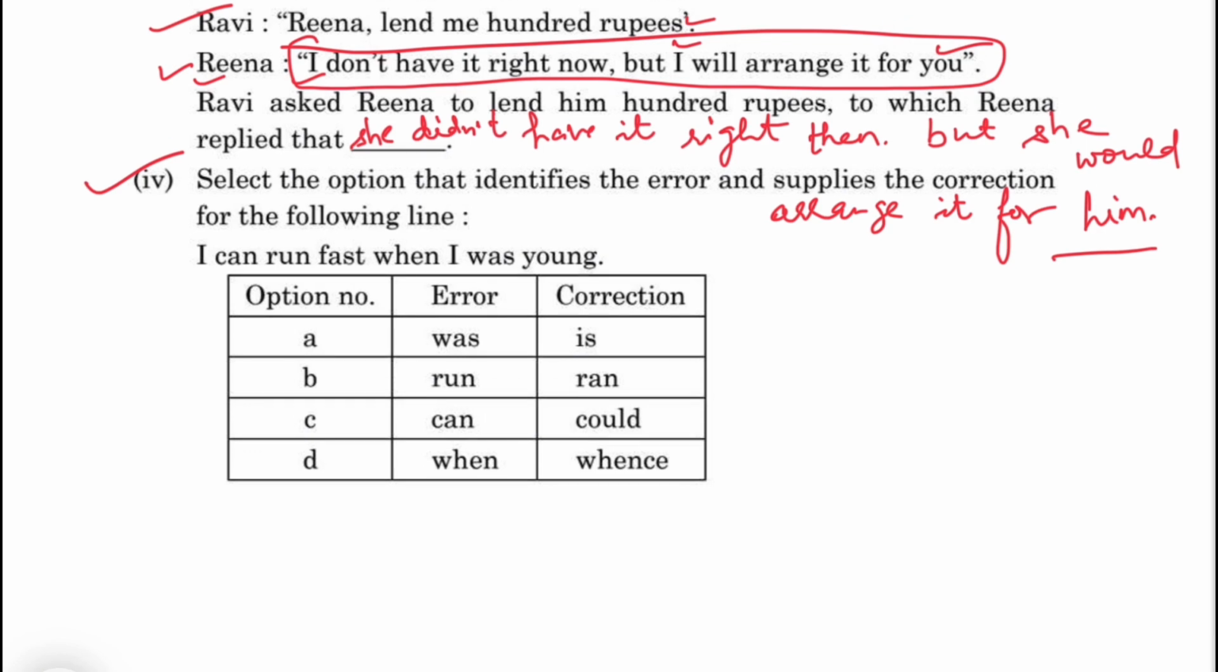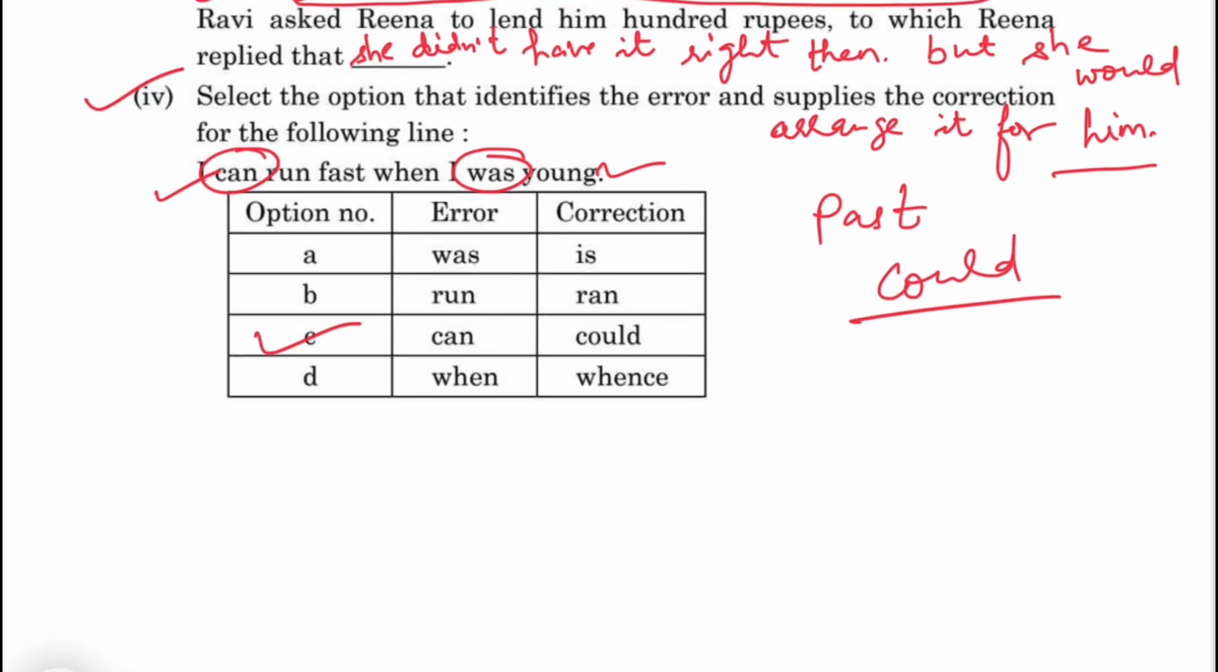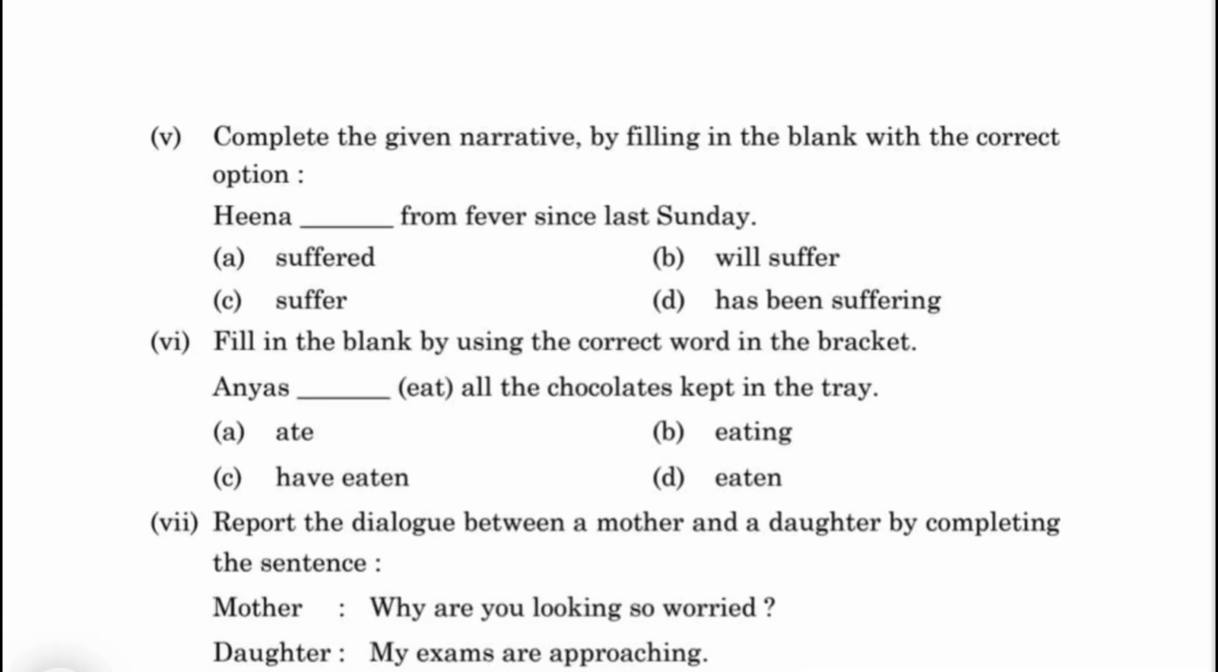Next one is of modals. I can run fast when I was young. Was is the keyword that is telling us that this is of past. So in past ability, referring to the past time, we use could in place of can. Okay, so C is the correct answer. Apart from that, you can fill these four and try to get the correct option. I can run fast when I is young? No. With modal, we always use first form, so it can't be run. Then when or whence? No. So only one option is left. That is the correct one.